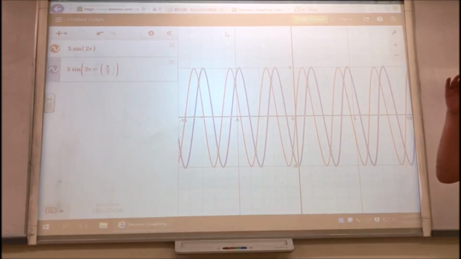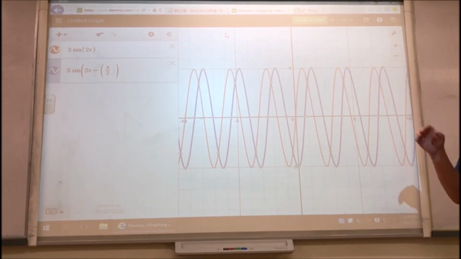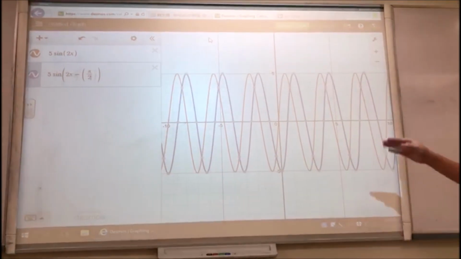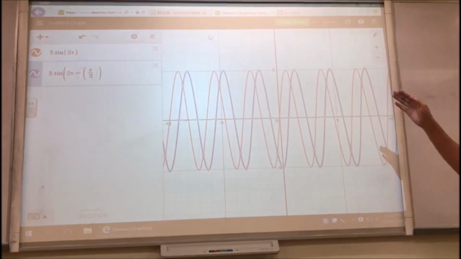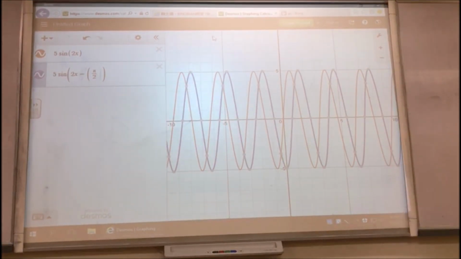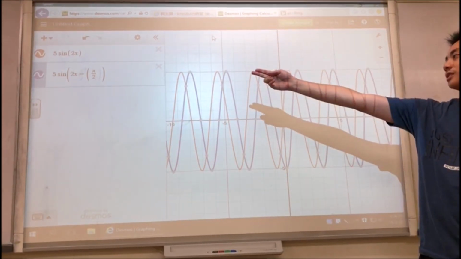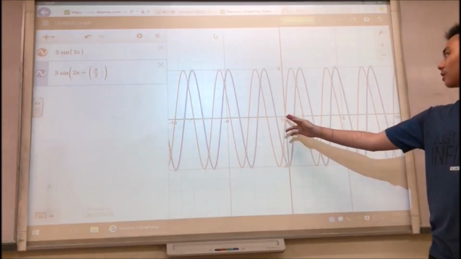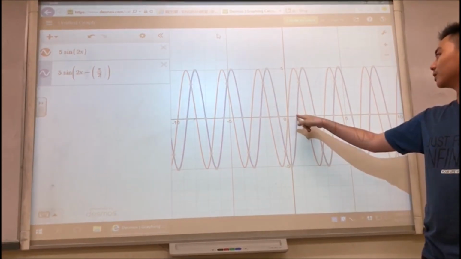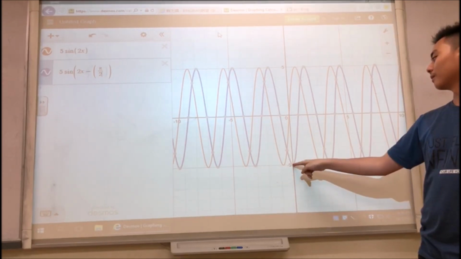Okay, so from the equation a sine bx plus c, the c represents the shift of the graph to the left or to the right. So if the c is pi over 2, the graph shifts to the right by pi over 2. So it starts from this point here, which is pi over 2.